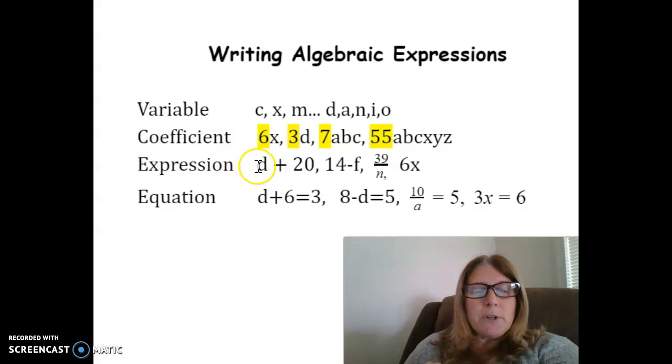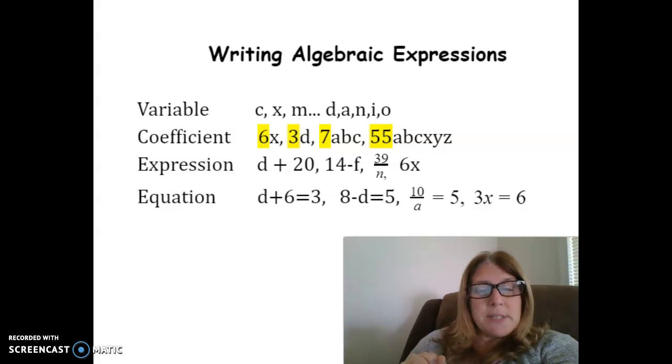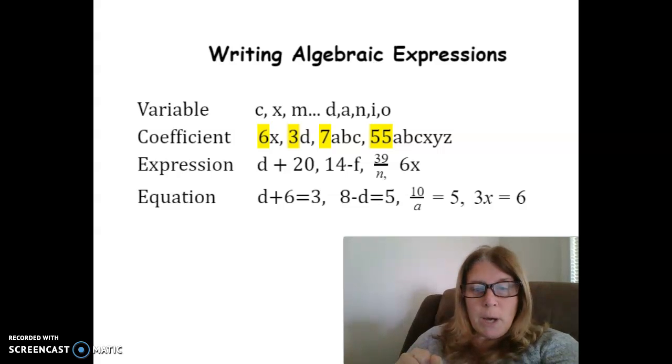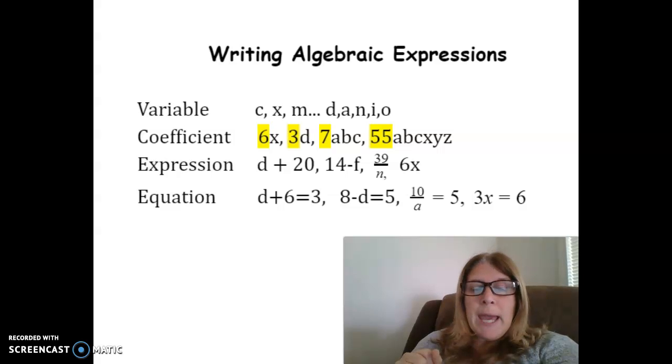So let's take a look at the first one, d plus 20. That d could be a 3, it could be a 1,482, it could be a -6, it could be anything. We don't know. The same with the rest of the expressions. 14 minus f, 39 divided by 9. In algebra, we like to use a fraction bar when we talk about division instead of our division symbol. And our other expression, 6x, which means 6 times x.